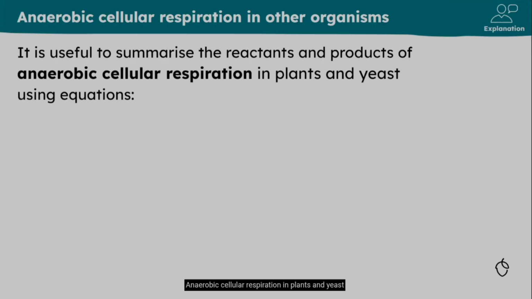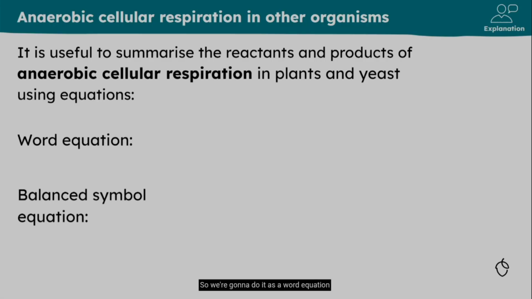Anaerobic cellular respiration in plants and yeast is a chemical process, a series of chemical reactions. But again, just like anaerobic cellular respiration in humans, because it's such a long process, we can summarize the reactants and products and put it into an equation. Have it in the back of your mind when you see these equations. They're not telling you the whole story, but they're a very useful summary of what's going on.